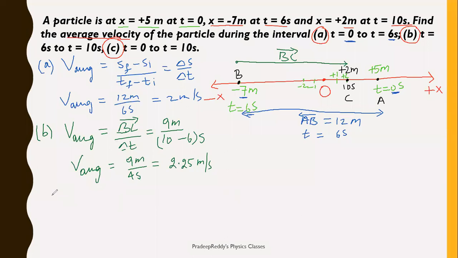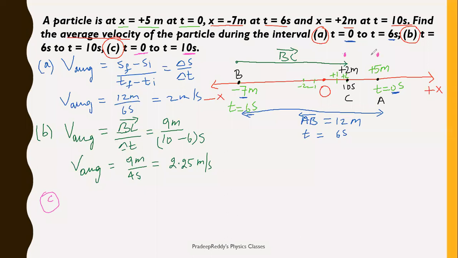Now coming to question number C. What is it asking? In between 0 to 10th second. So at 10 second, where is the body? The body is at 2 meter, right? So at 10 second, the body is here, and at 0 second, the body is here.